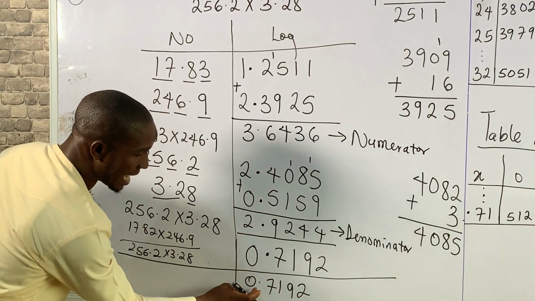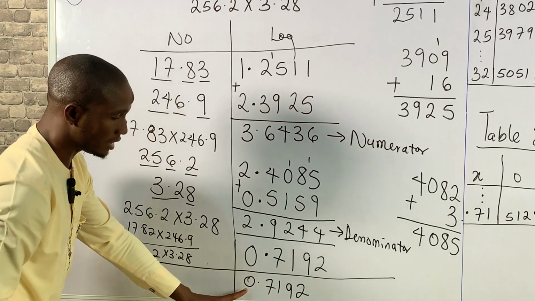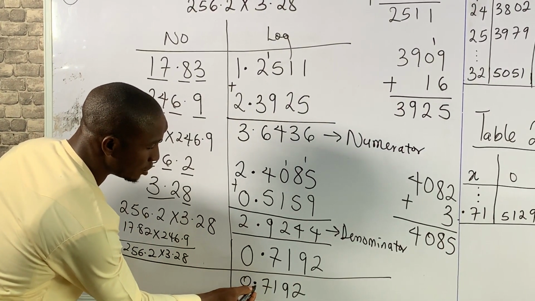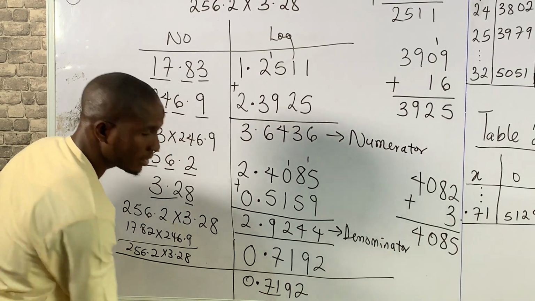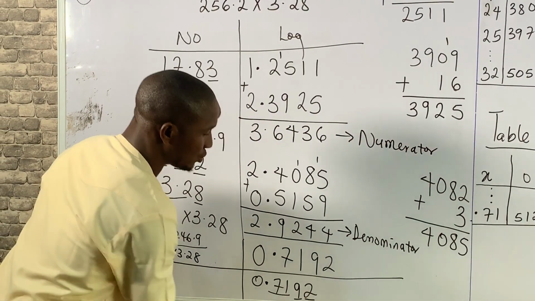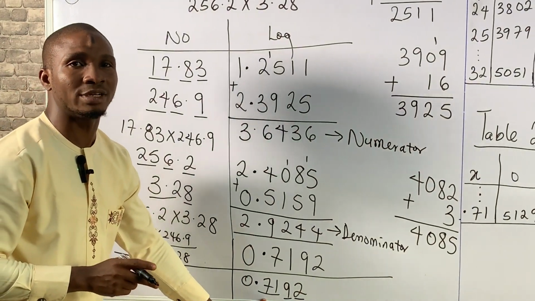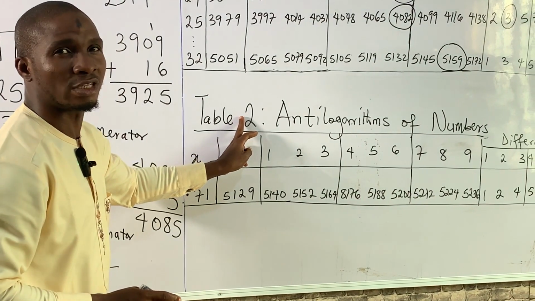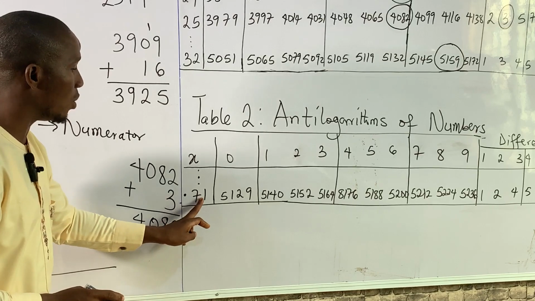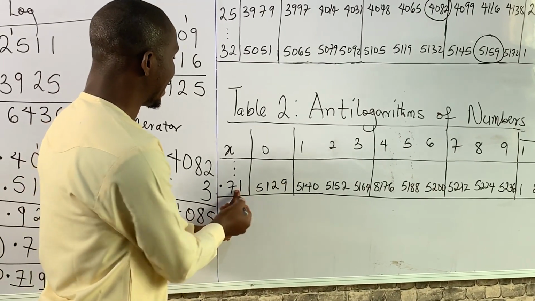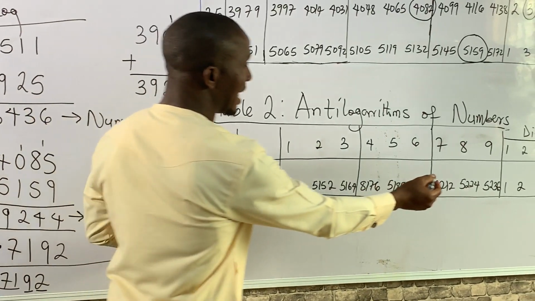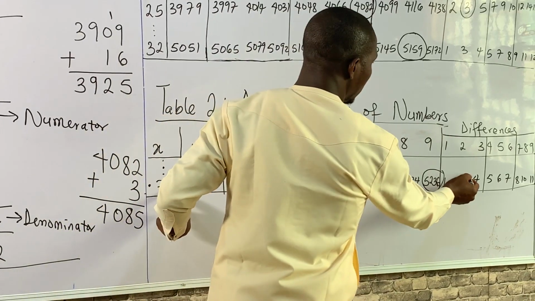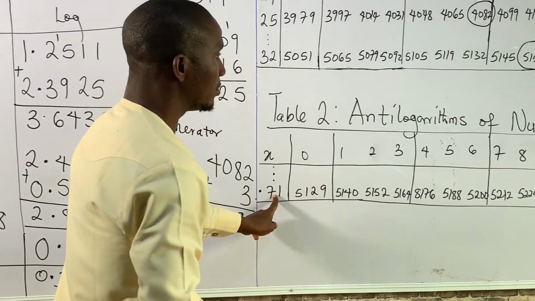Now, you keep this number. This number indicates the position of your decimal point. So we leave this. From your antilog table, you check 0.71 under 9, difference 2. So let's go to the antilogarithm table. So this is table 2 from your 4-figure table. This is 0.71. Now we need under 9. 0.71 under 9, difference 2. So let's put that down.